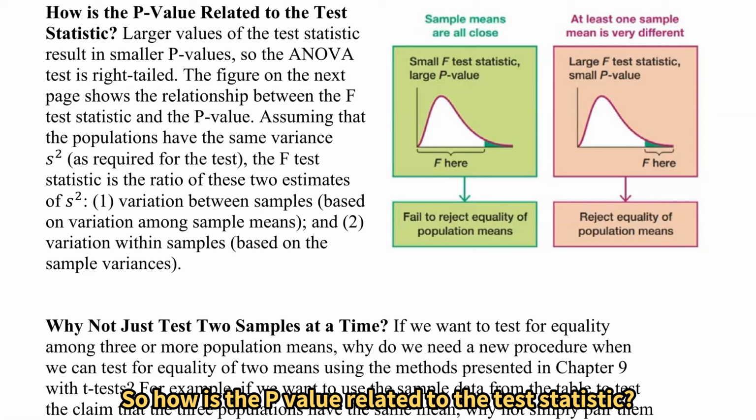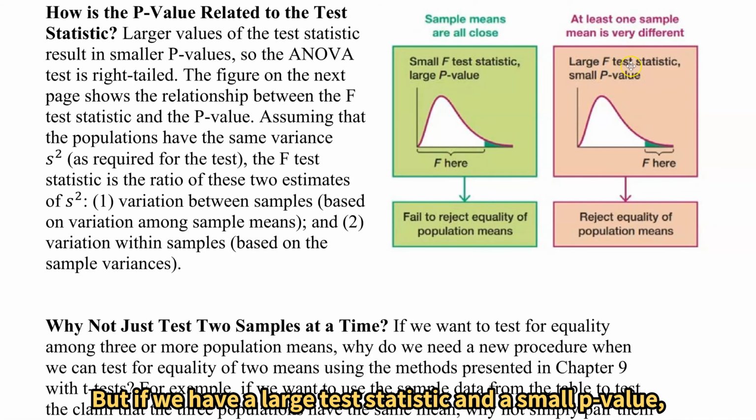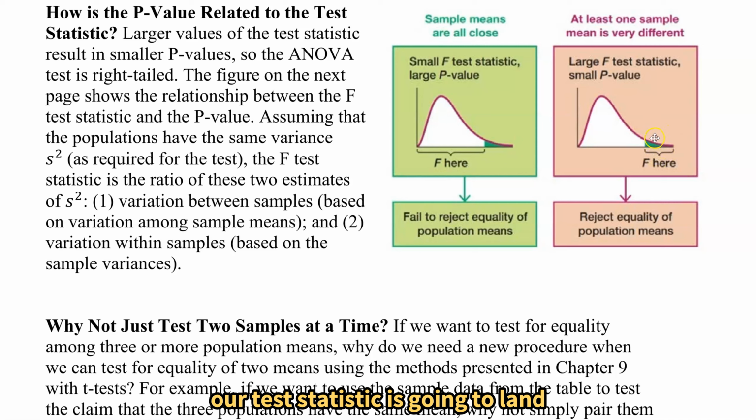So how is the p-value related to the test statistic? The larger values of the test statistic result in smaller p-values. The ANOVA test is right-tailed. And so some graphics to represent that. If we have a small test statistic and a large p-value, our test statistic is going to be in the non-rejection region. But if we have a large test statistic and a small p-value, our test statistic is going to land in the rejection region.